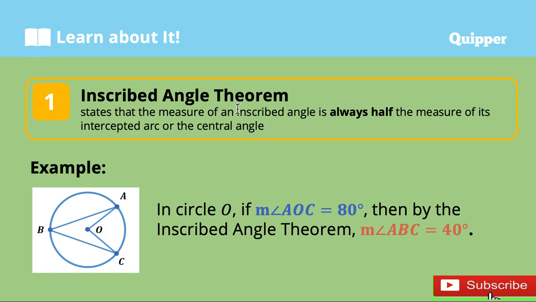This theorem states that the measure of an inscribed angle is always half the measure of its intercepted arc or the central angle. For example, in circle O, if measure angle AOC measures 80 degrees, then by the inscribed angle theorem, measure angle ABC is equal to 40 degrees because we just take the half of the central angle, which is 80. 80 divided by 2 is 40. And that's why we have 40 for the measurement of the inscribed angle.